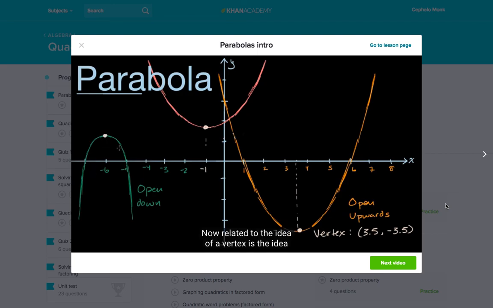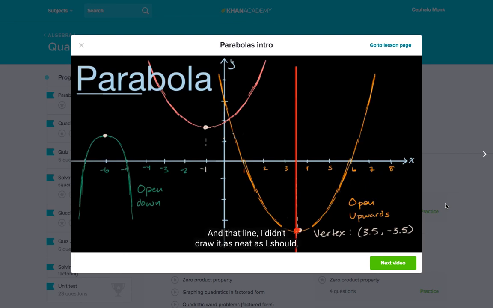Now, related to the idea of a vertex is the idea of an axis of symmetry. In general, especially in two dimensions, you can imagine a line over which you can flip the graph, and so it folds onto itself. The axis of symmetry for this yellow parabola would be that line right over there. You could fold the parabola over that line, and it would meet itself.